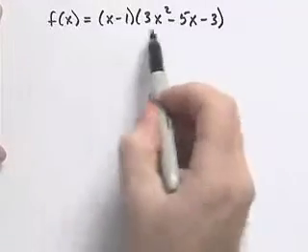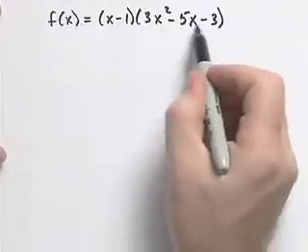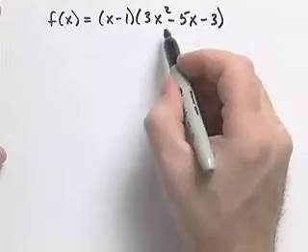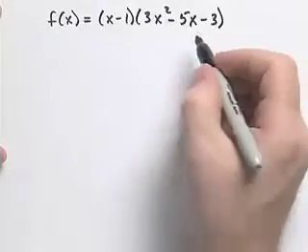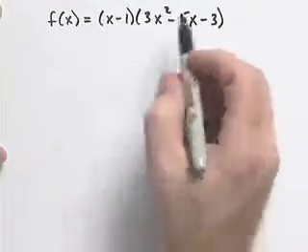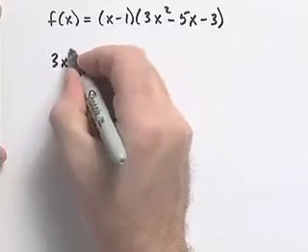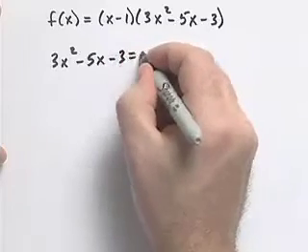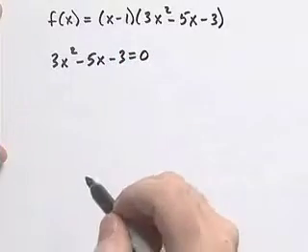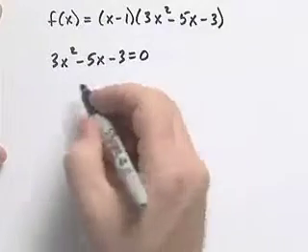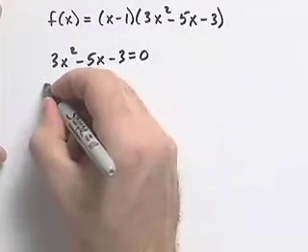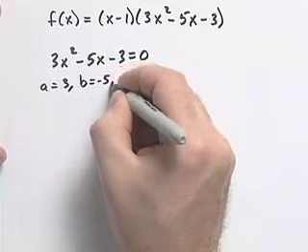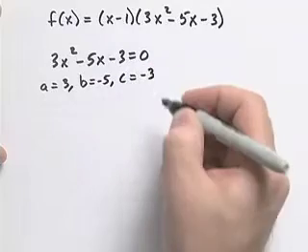We've rewritten our function f of x in its factored form. We just want to see if we can factor 3x squared minus 5x minus 3 any further. If we look at it, we see that it is not going to be able to be factored, but we still are interested in finding the zeros of our function. So we're going to set this reduced polynomial, 3x squared minus 5x minus 3, equal to 0, and find any solutions to this equation. This is a quadratic equation, and factoring is not going to help us here. So we're going to use the quadratic formula. a equals 3, b equals negative 5, and c equals negative 3.